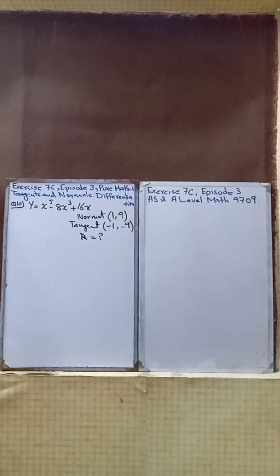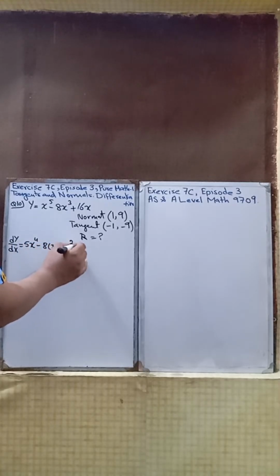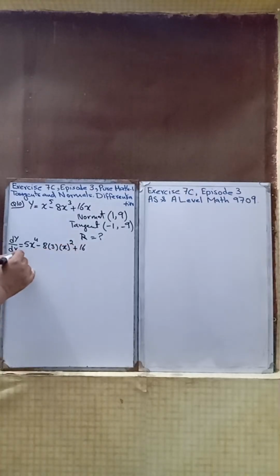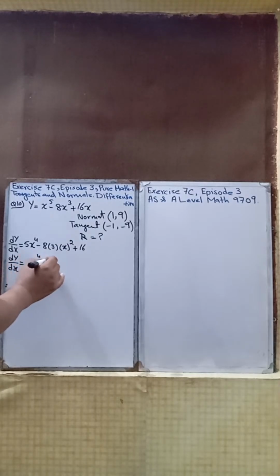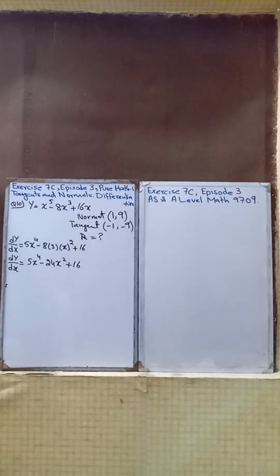First of all, I'm going to differentiate it. So we can find dy by dx directly. dy by dx will be equal to 5x raised to power 4 minus 8 into 3 into x squared plus 16. So dy by dx becomes 5x raised to power 4 minus 24x squared plus 16. First, I'm going to find the gradient of the normal at the point P, whose coordinates are (1, 9).